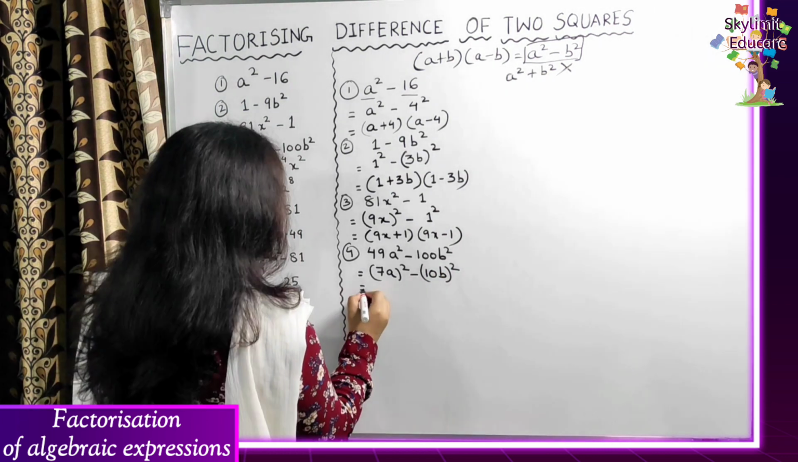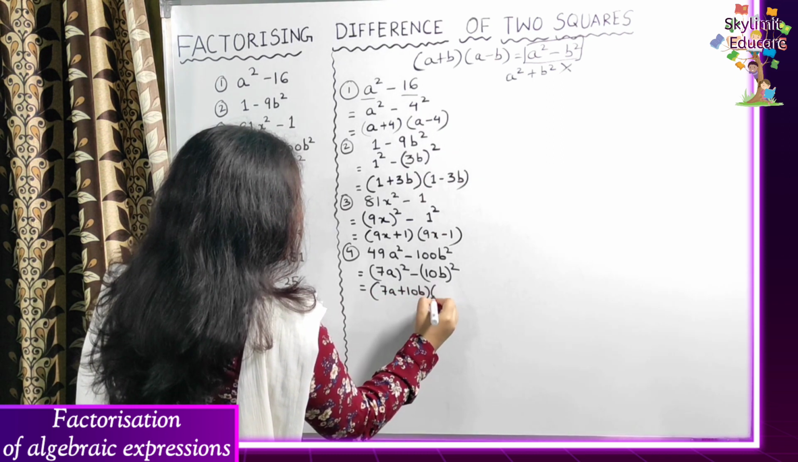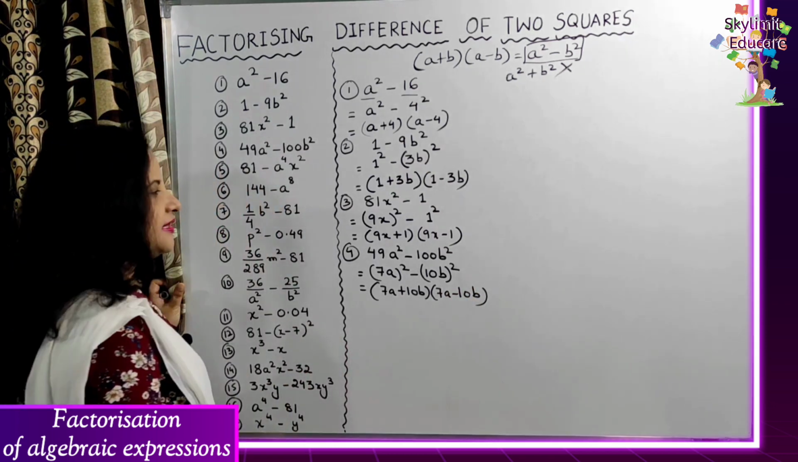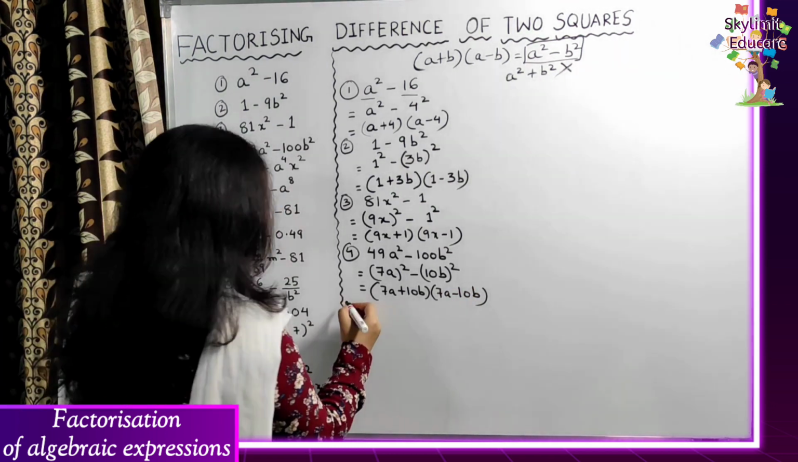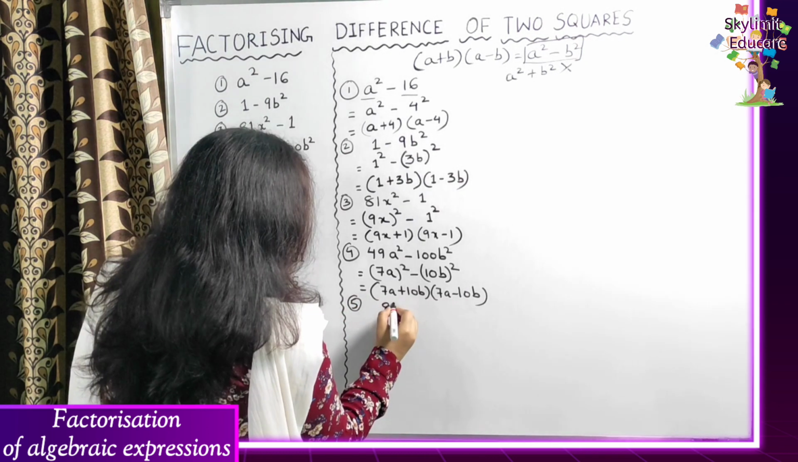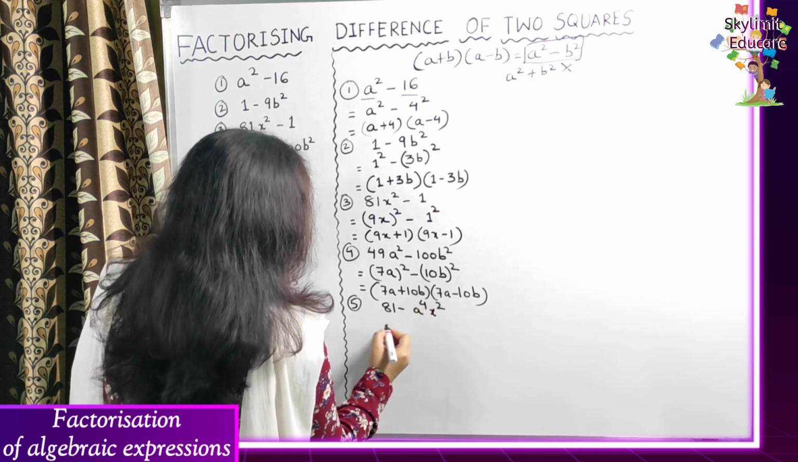Clear? So we got the answer as 7a plus 10b, 7a minus 10b. I think you're getting clear with this, right? Number 5, 81 minus a to the power of 4 x square.